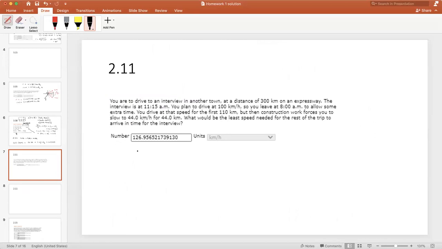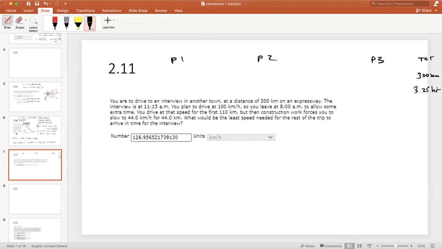So this particular problem, you're going on a job interview and you have 3 phases. You have part 1, part 2, and part 3. And then you have the total. So when we read this problem, we know we have to travel 300 kilometers. If we have to be there at 11:15, and we're leaving at 8, we're going to do it in 3 hours and 15 minutes, which is 3.25 hours. Not 3.15, it's 3 1/4 hours. 15 minutes is a quarter.